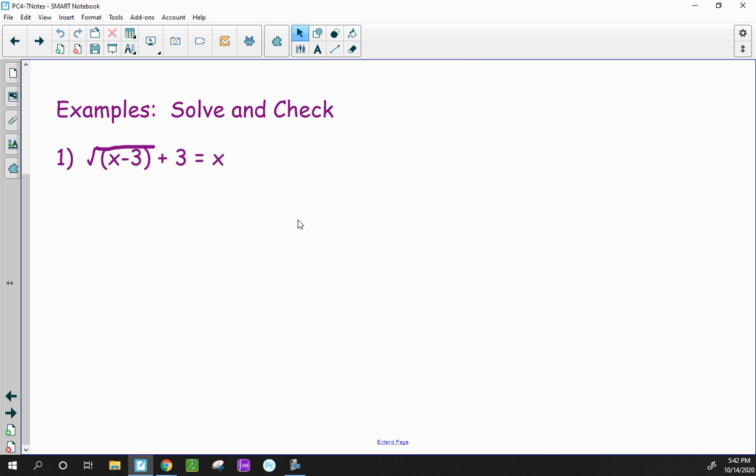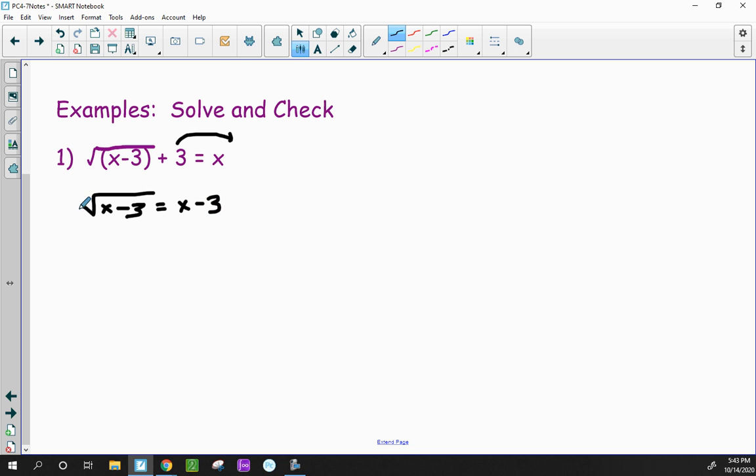Example 1. Solve and check the square root of x minus 3 plus 3 is equal to x. First thing we got to do is isolate the radical. We see a plus 3. We need to transpose. The left side is going to be the square root of x minus 3 is equal to x minus 3 when you transpose.